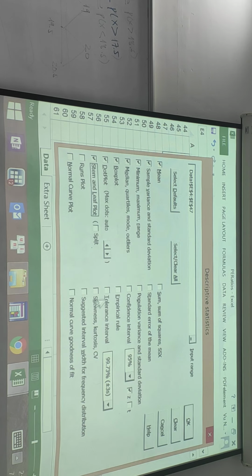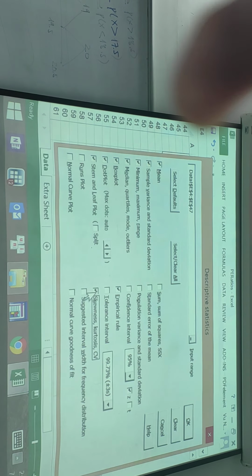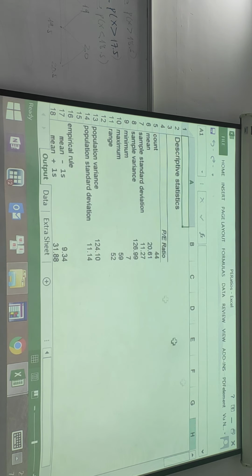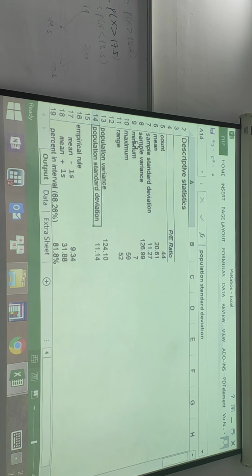We also compute the empirical rule and skewness. And we also compute the population variance and standard deviation, right? Here, after compute, I have the mean, the standard deviation, the maximum, the minimum, right? The range. This one is the population variance divided by the population size.